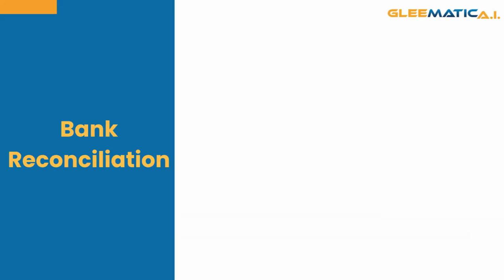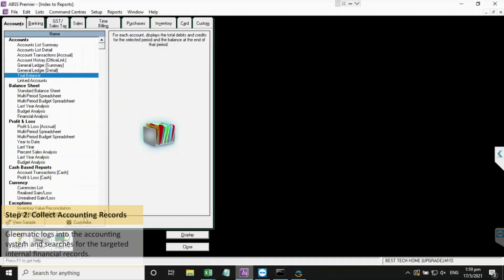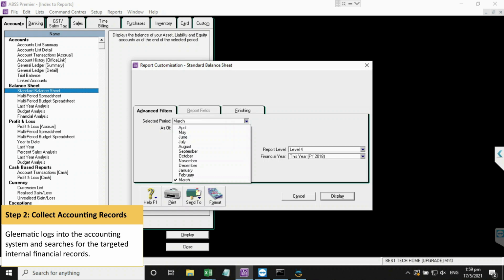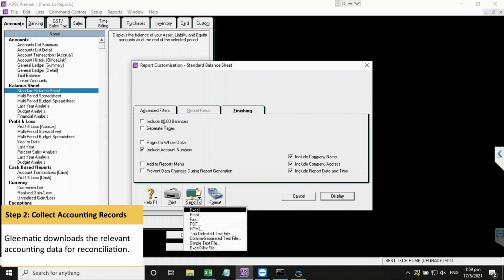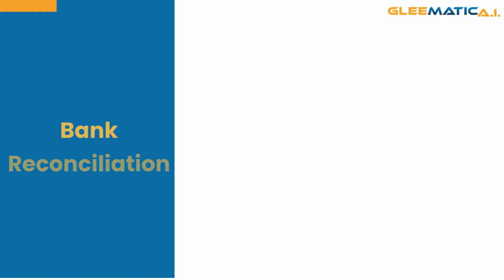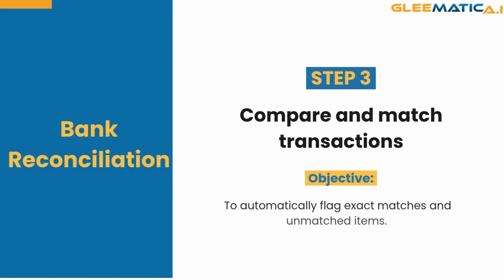Now that we have the bank statement, we also need to get records from the accounting system. Gleematic accesses the accounting system and searches for the financial records that we need. Then, Gleematic downloads it to be used later for reconciliation. Now, we can go straight to comparing both transactions.